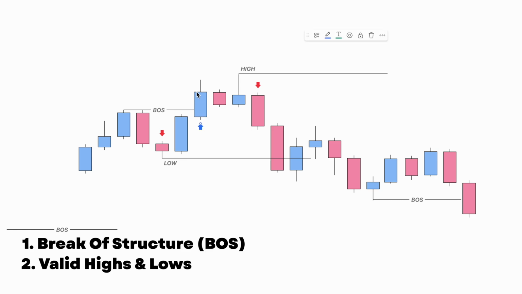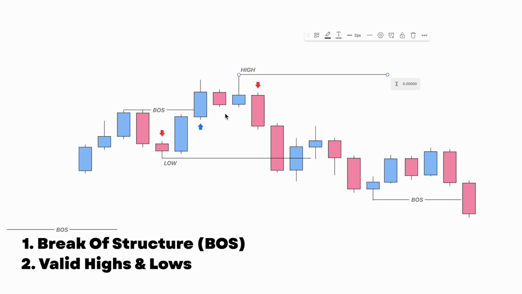This candle did close above this candle's high. Now, what we're looking for is from where we see the breakout, we're looking for the highest point. So again, we're not going to use this as a high. We're going to use this as our valid high. Is the highest point before we saw the break.